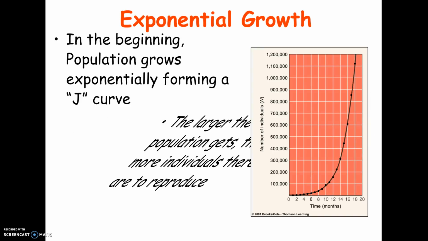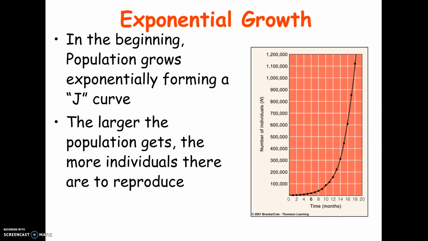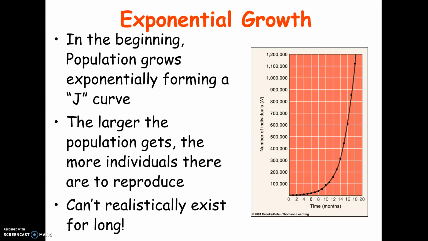Now, here's the thing. In nature, this really doesn't happen because the larger a population gets, you're going to have more individuals, right? And that means you're going to start to see what we call density-dependent factors. In other words, competition for food and mates and things like that. There's not going to be enough space to live. You're going to have accumulation of waste. There's probably going to be diseases. And this doesn't take into account predators and all sorts of other things. So realistically, this doesn't really exist in nature for very long.